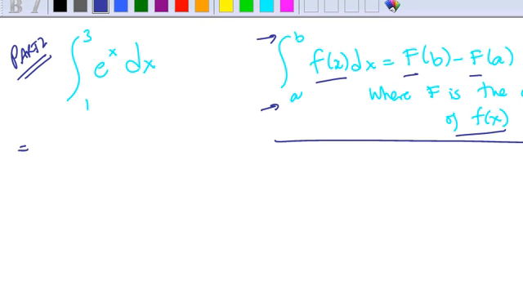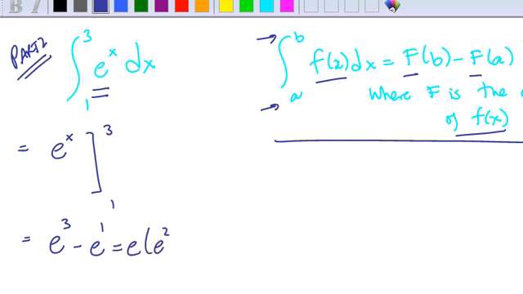So I'm looking at the antiderivative of e to the x is e to the x, and I'm going to evaluate it at 1 and at 3 and subtract the 2. So that would be e to the 3 minus e to the 1. And there's nothing much I can do to simplify that. I guess I could factor out an e and get e squared minus 1, but I don't know if that's any simpler. There is the integral between 1 and 3 of e to the x.